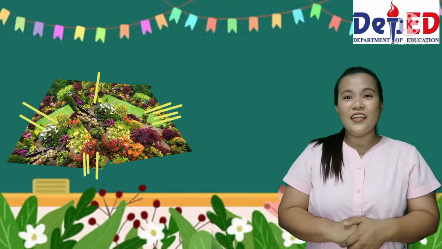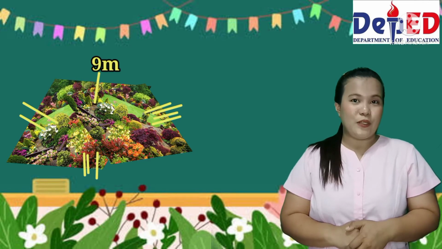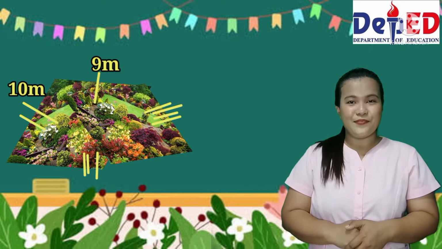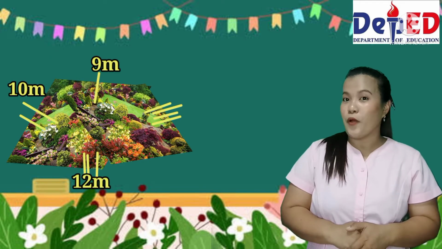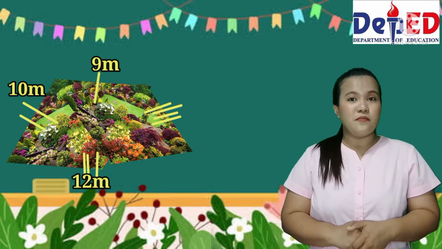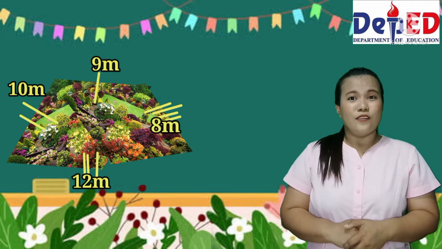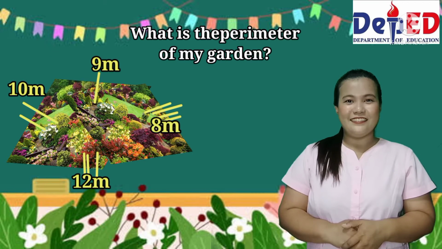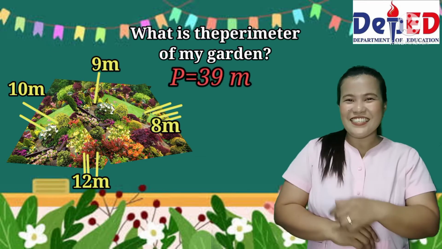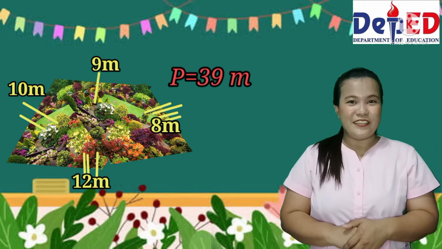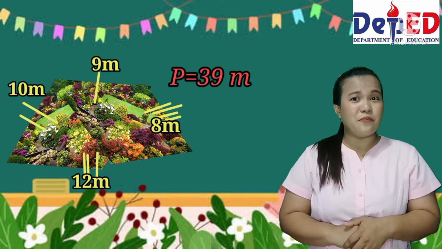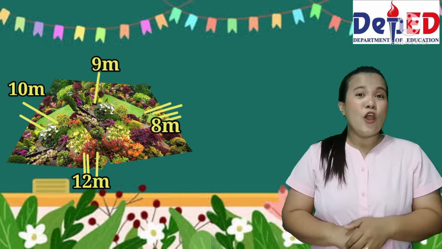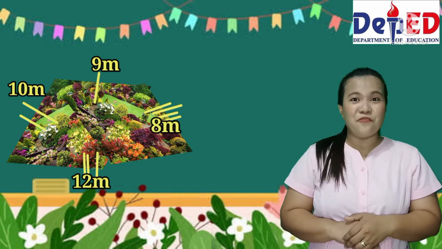If side 1 measures 9 meters, side 2 measures 10 meters, side 3 measures 12 meters, and side 4 measures 8 meters, then what is the perimeter of my garden? Excellent! It's 39 meters! And how did we get 39 meters? Very good! We simply add all the sides of my garden.